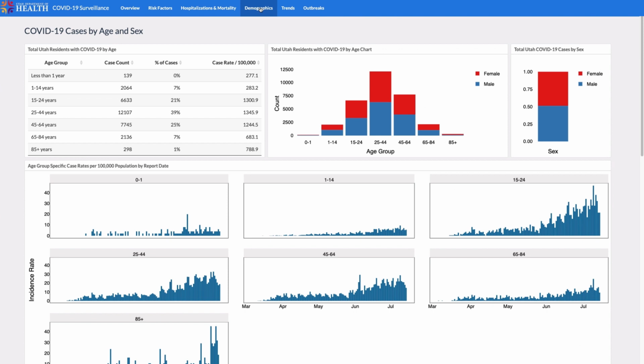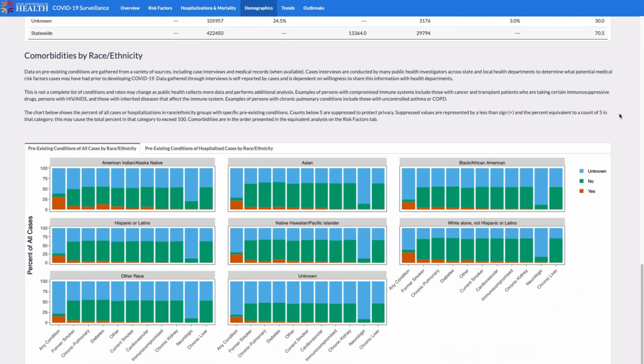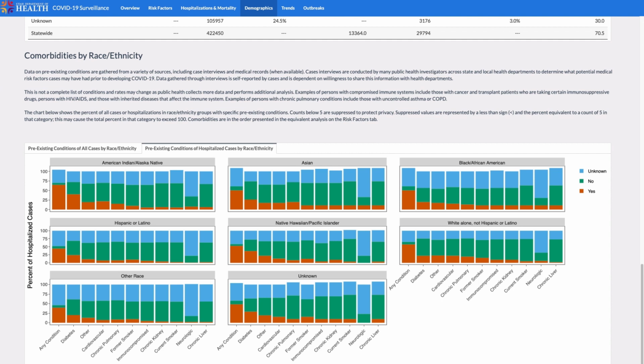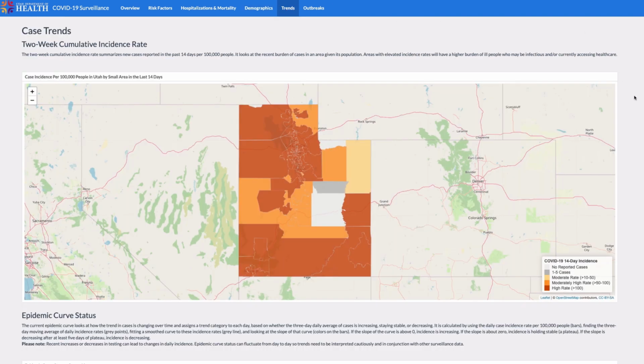Moving on to the demographics page, we have added charts to depict case rates by age group. As with other charts, hover your cursor over the chart to see specific data points. Moving down the page, we have added data on pre-existing conditions of all cases and all hospitalized cases, broken out by race and ethnicity.